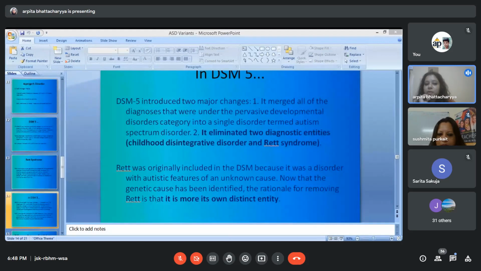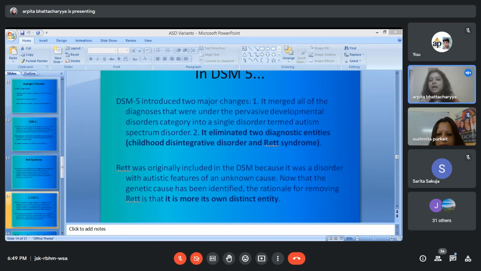Rett was originally included in DSM because it was a disorder with autistic features for an unknown cause. Now the genetic cause has been identified, and the rationale for removing Rett is that it has its own distinct entity. This is good news because we have come across the cause of Rett now. The cause of autism is still unknown.